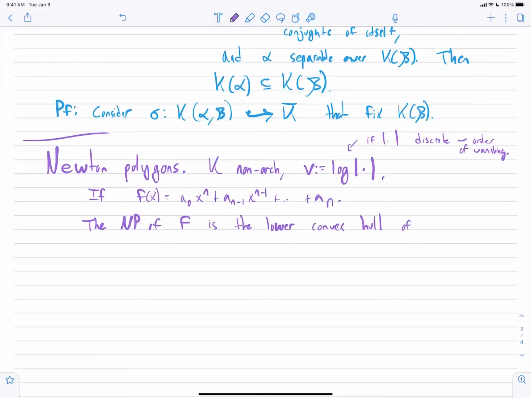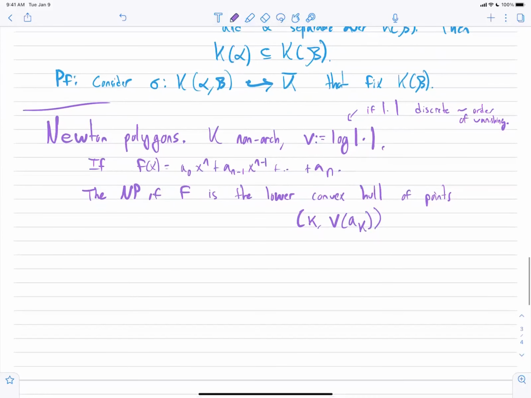So this is the lower convex hull of the points. Well, it's going to be a polygon, so it's going to be points in R^2, where I take the x coordinate to be just k, and then take the valuation of the kth coefficient. Okay, in lower convex hull, it's easiest to draw a picture.